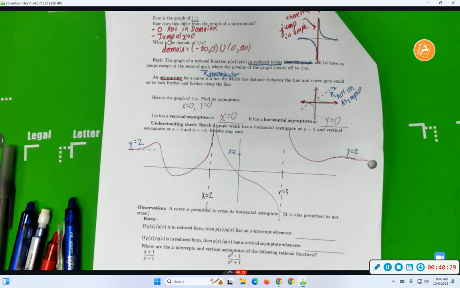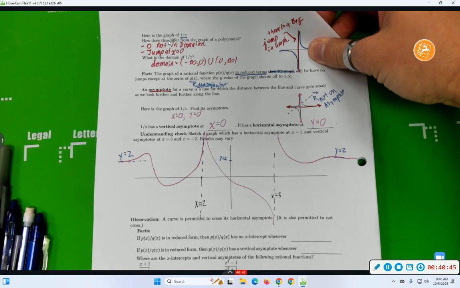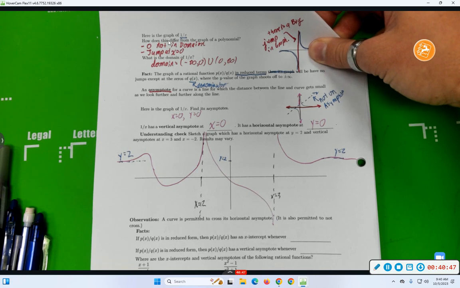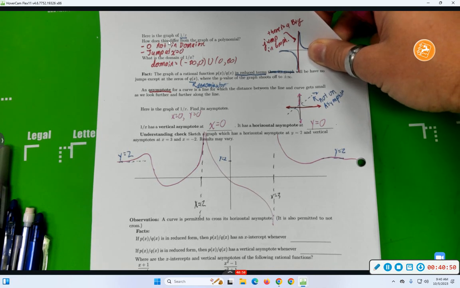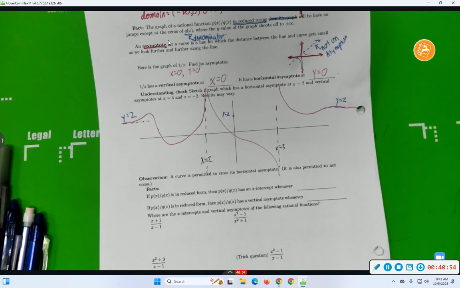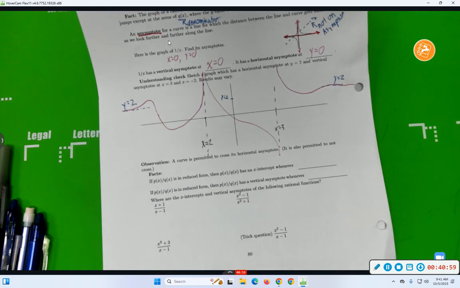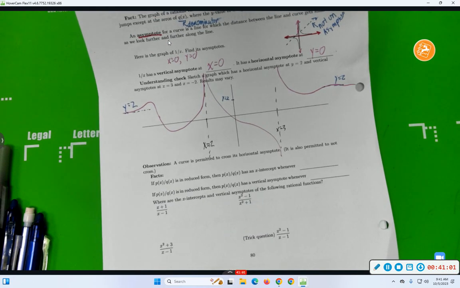And we'll see some explicit examples of that happening. Notice, I'm not saying that a graph has to cross its horizontal asymptote. Does 1 over x cross its horizontal asymptote? No. But you don't know that without knowing some more stuff. It's possible to happen. We will see some examples of that by the time we make it to the end of this packet, which I've got 10 minutes, so that might not be today. So let's carry on. So here's the observation. A curve is permitted to cross its horizontal asymptotes. It's also permitted to not cross its horizontal asymptotes.